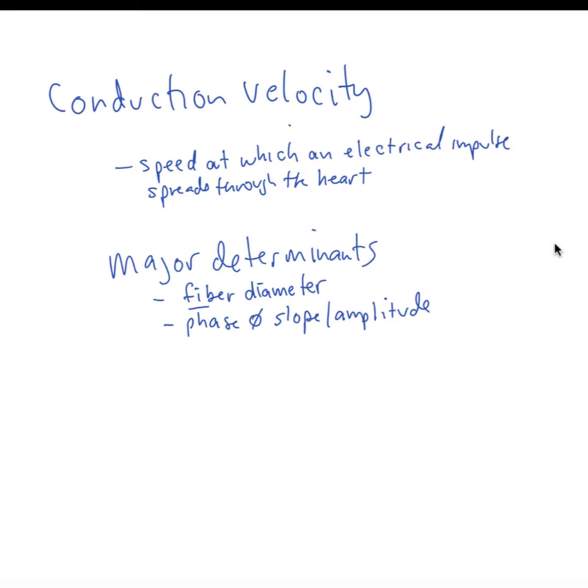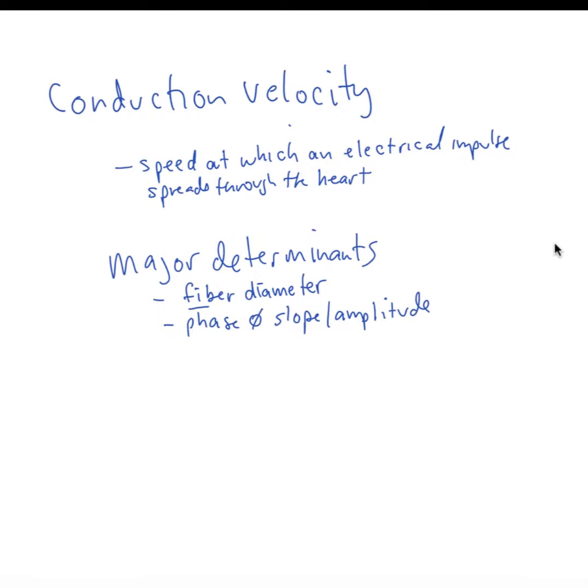Another example is the AV node. The AV node cells are small, and that is one reason why they have a slow conduction, and there is a slowing of the impulse from the atria to the ventricle. There's a couple of examples of the fiber diameter.